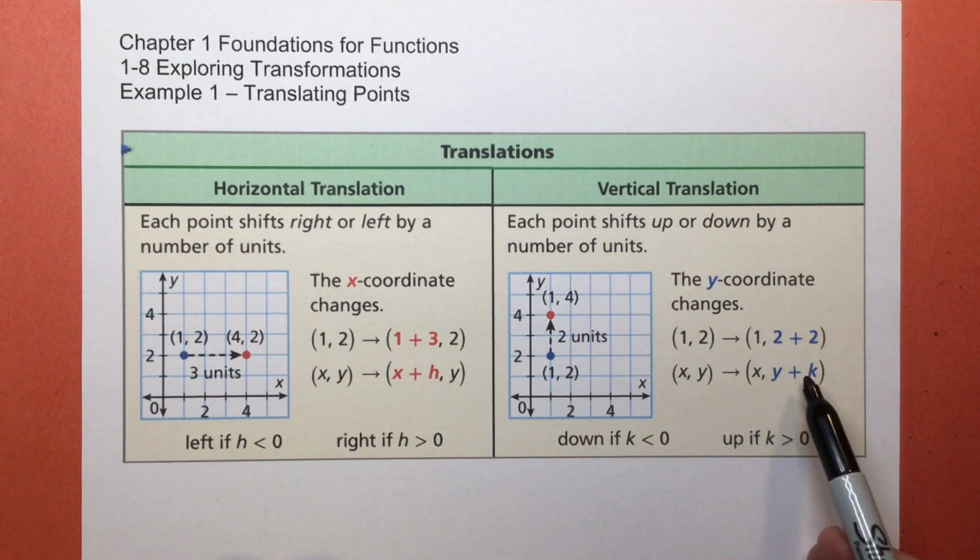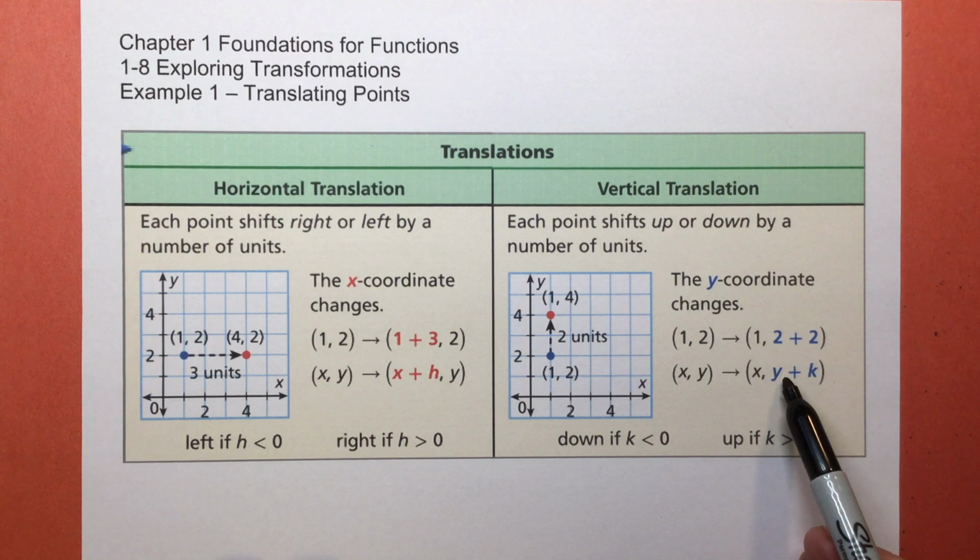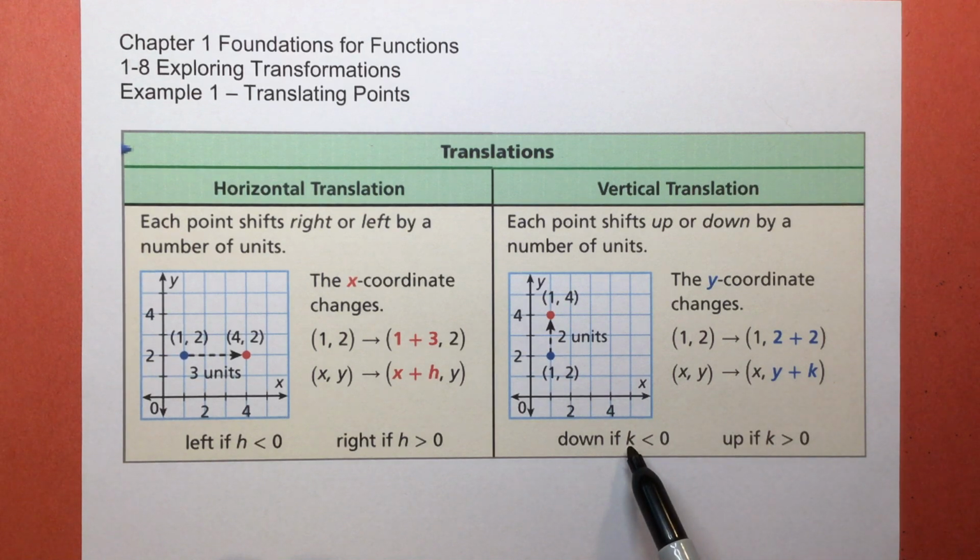So I'm going to add a number to the y, and if that number that I add is positive, the whole thing goes up. And if that number that I add is negative, so it looks like subtraction, then the whole thing goes down. All right? And it will be the case that you're going to move diagonally. And if you move diagonally, that simply means that there is a vertical component and a horizontal component. You're going to do both. So you're going to go right or left, and you're also going to go up or down. All right?